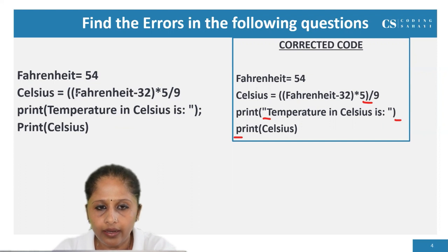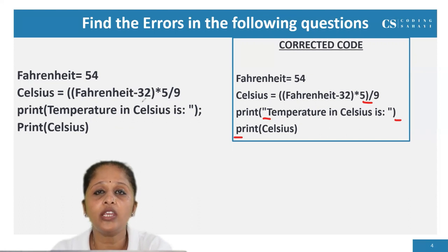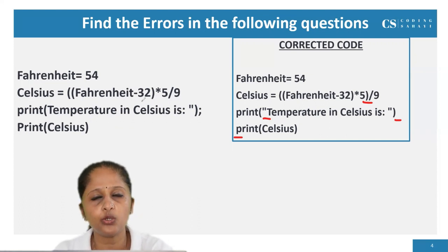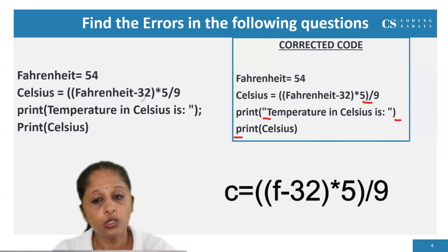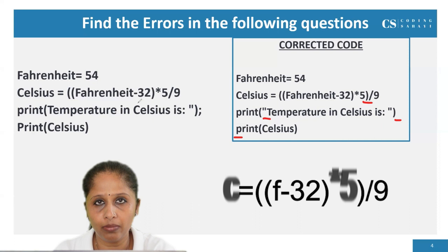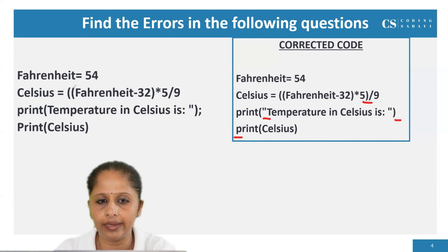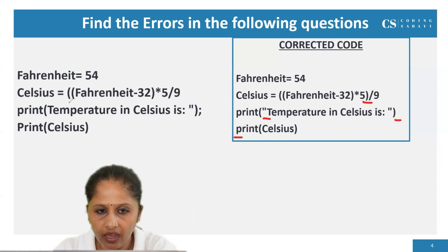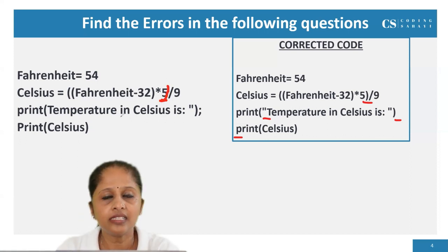So here there are 2 parentheses opened and here only 1 parenthesis is closed. So the equation for conversion of Fahrenheit to Celsius is Fahrenheit minus 32 into 5 whole divided by 9. So that is the equation. So here this portion is correct. So after that here we are opening a parenthesis that must be closed here. That is whole divided by 9. So before that we have to close it. That is the first error.